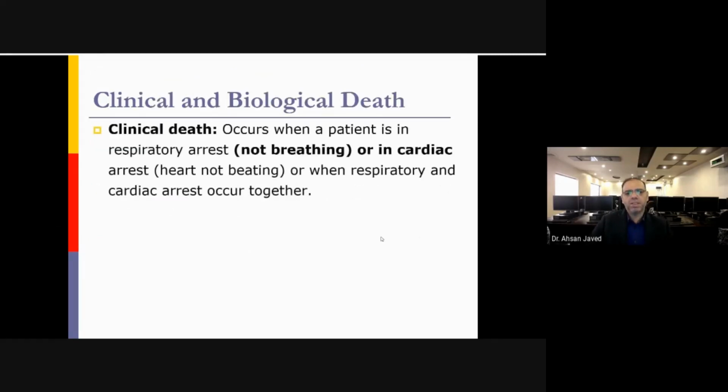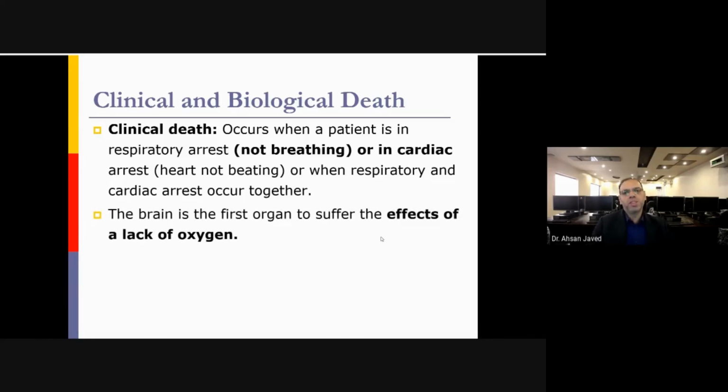If there is no respiration, it will eventually lead to cardiac arrest, and the condition is known as clinical death. Clinical death occurs when a patient is in respiratory arrest and not able to breathe, or in cardiac arrest where the heart is not pumping blood into the vessels, or a combination of both respiratory arrest and cardiac arrest.